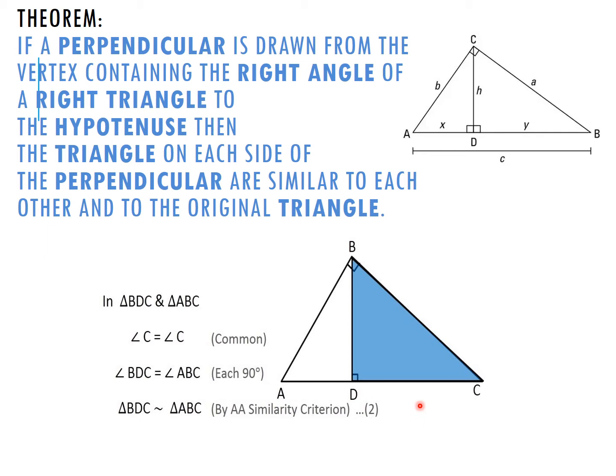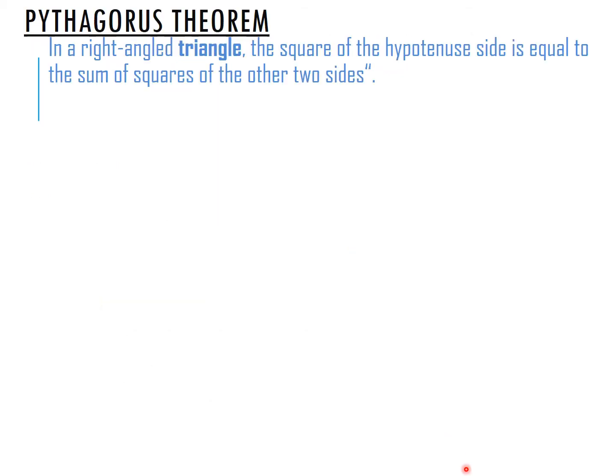Similarly, we can also prove that triangle ABD is similar to triangle ABC, and then these two are also similar to each other. Using the previous theorem, now let us prove the Pythagoras theorem. The Pythagoras theorem states that in a right angle triangle, the square of the hypotenuse side is equal to the sum of the squares of the other two sides.